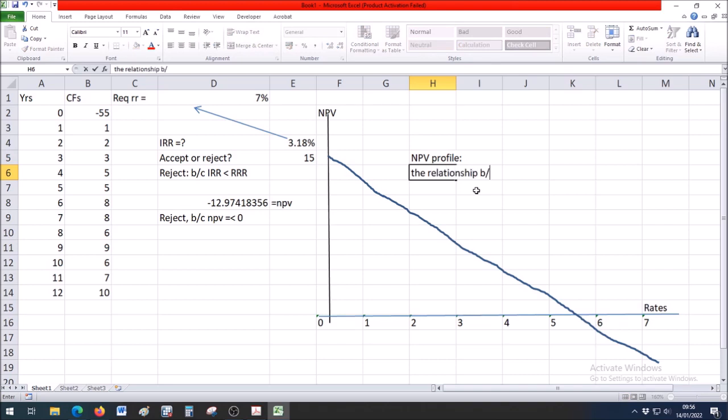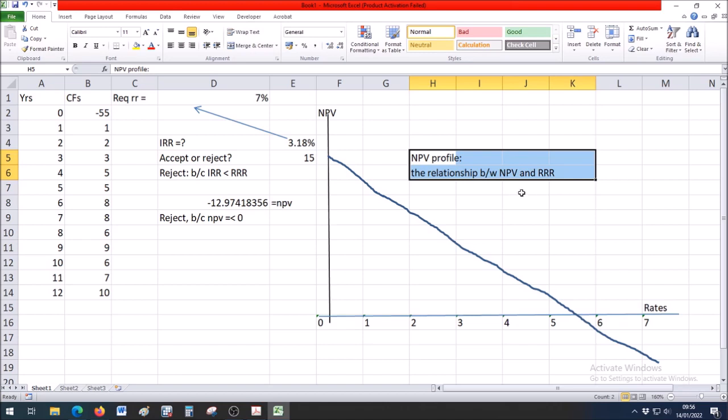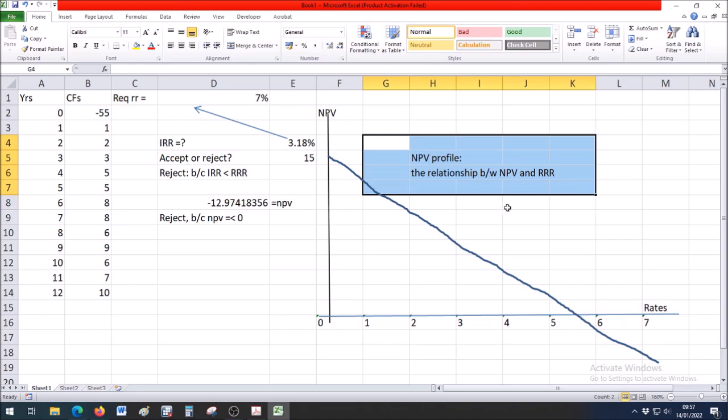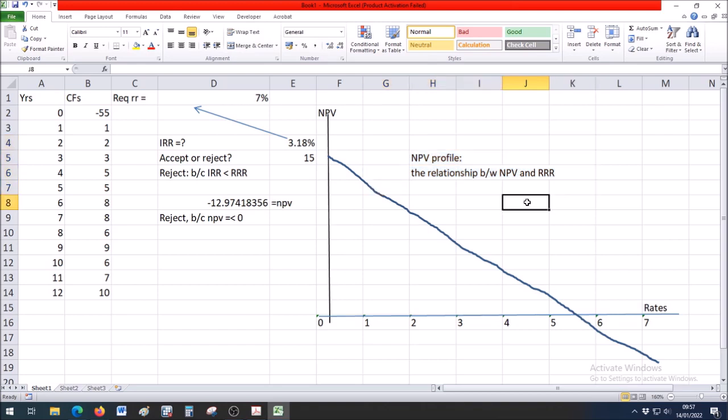Which is the relationship between NPV and required rate of return. On the exam, I think it's not very likely that I will ask you descriptive questions like this: what is an NPV profile? But on the other hand, maybe I will, especially because the exam is online anyway. I might have some additional multiple choice questions on Moodle. So take notes of whatever you can find useful.